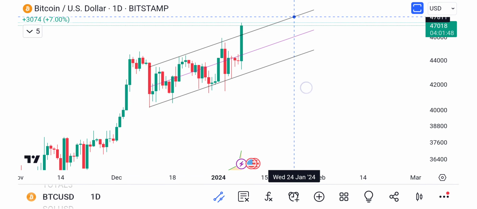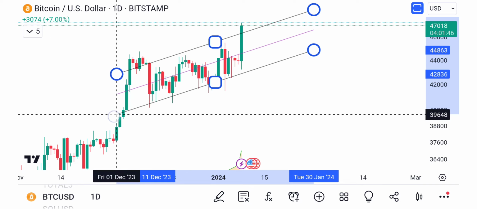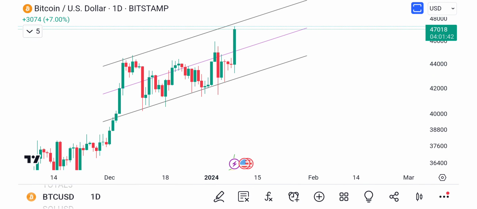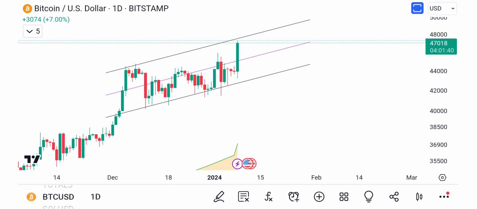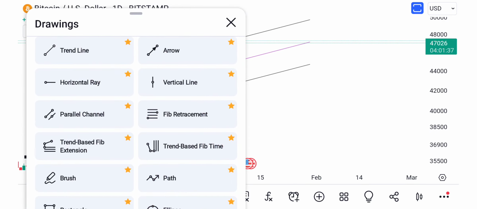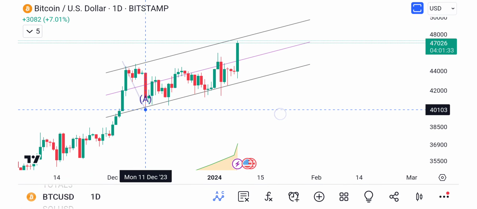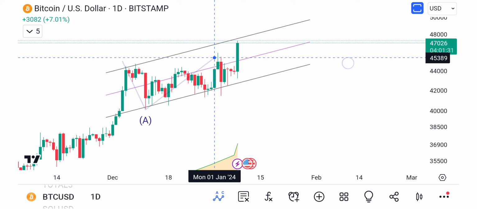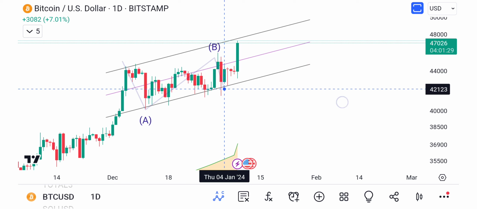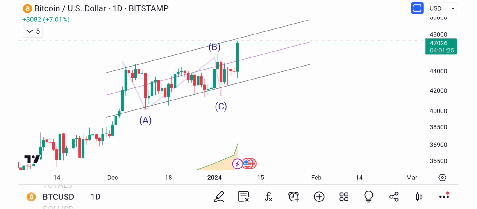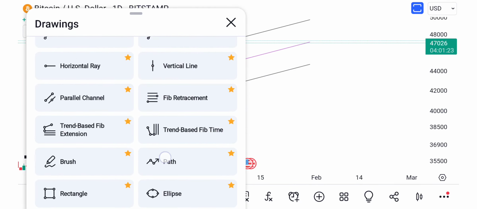And let's see if I can get it right on the dot here. There we go. Something like that, right? And basically I said, look, we have an A. This was a B, right? And then we came down for C. What I didn't know was whether C had finished.